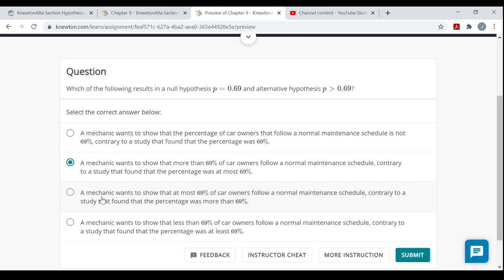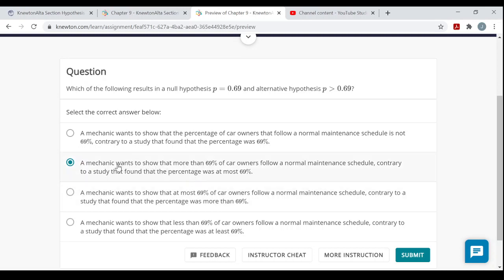Let's see if these are any different. A mechanic wants to show that at most 69% of car owners follow, contrary to a study that found the percentage was more than 69%. At most means less than or equal to 69. But again, these are kind of saying the same thing, just flipped.